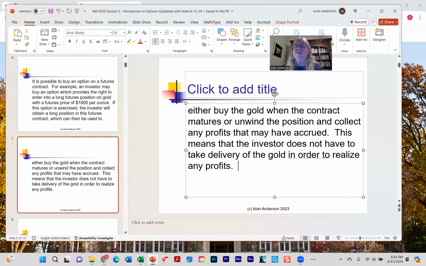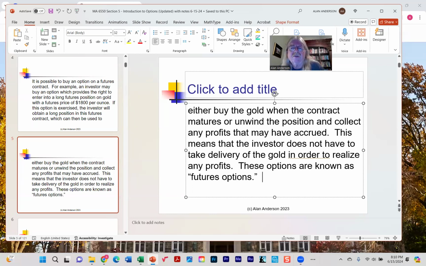So these types of options, by the way, have an interesting name. They're called futures options. And by the way, there also exist forward options, where what you're actually doing is buying with an option the right to enter into a forward contract.